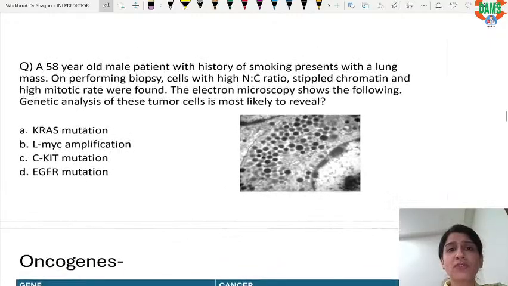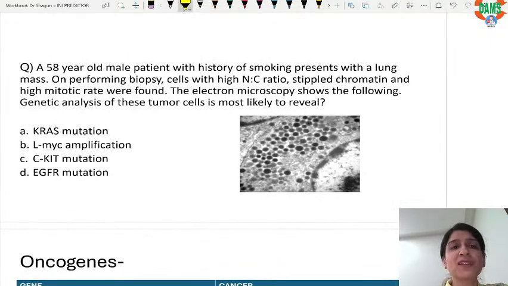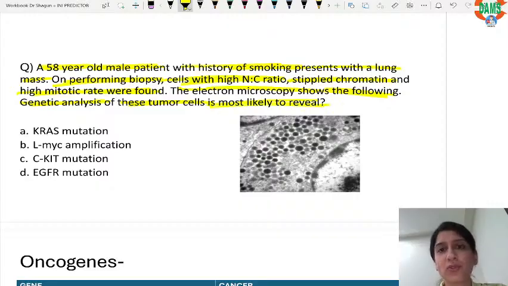Now, the next question for all of you. Question says, a 58-year-old patient with a history of smoking presents with a lung mass. On performing biopsy, cells with high NC ratio, stippled chromatin and high mitotic rate were found. The electron microscopy shows the following. Genetic analysis of these tumor cells is most likely to reveal.